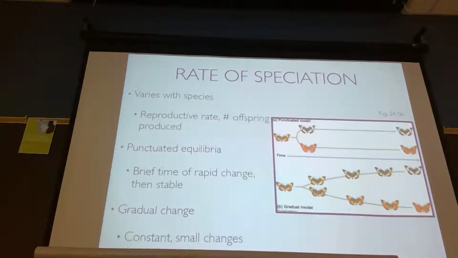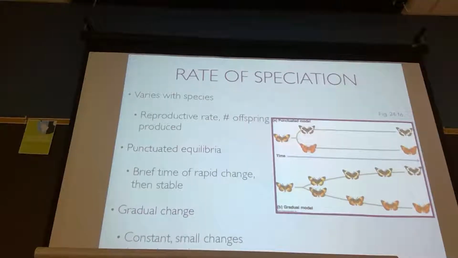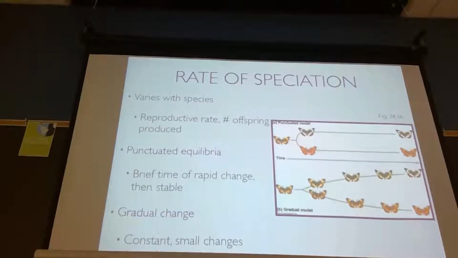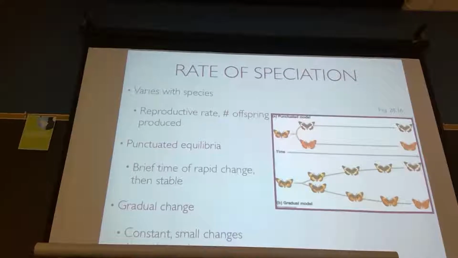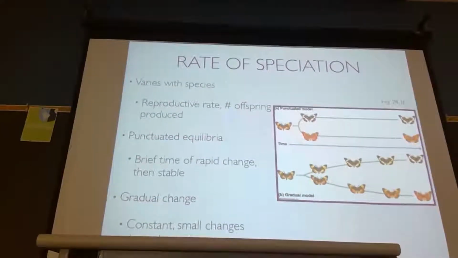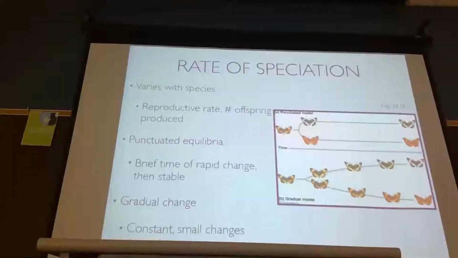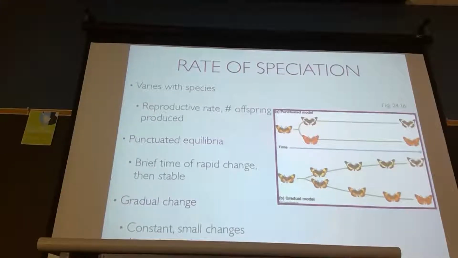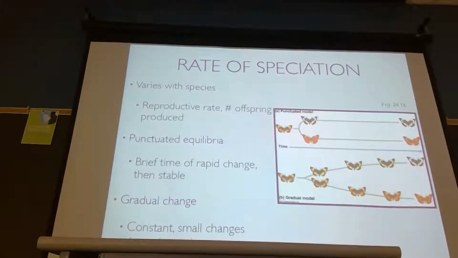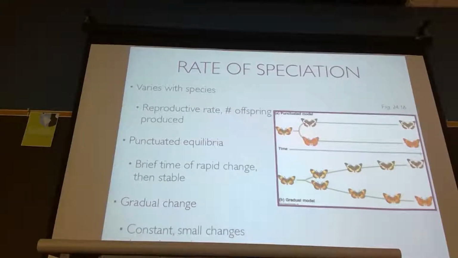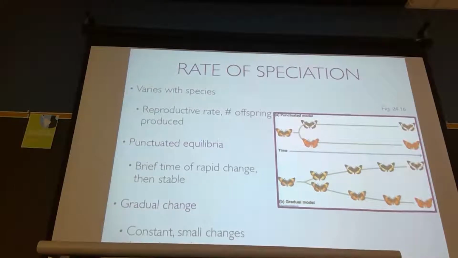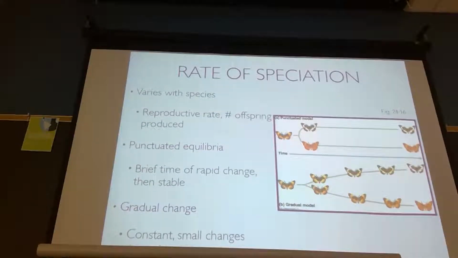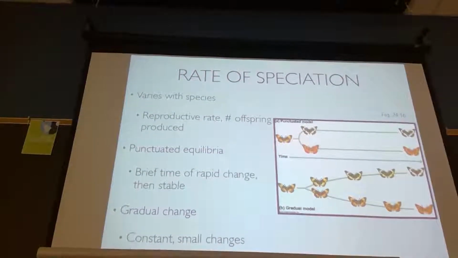The gradual change model says that you have constant small changes over time that gradually lead to genetic differentiation and speciation. Okay, that's the three-spine stickleback model. That's the finch model in the Galapagos. That over time, one species splits into separate ones. That as gene flow reduces over time between the populations, they become separate species. But it's not an instantaneous thing.